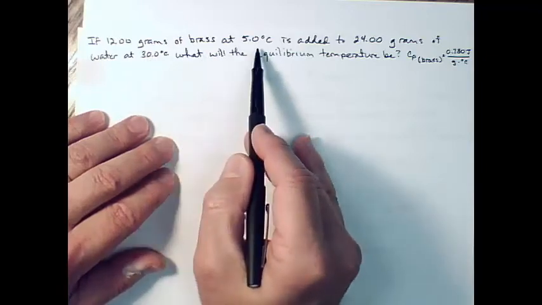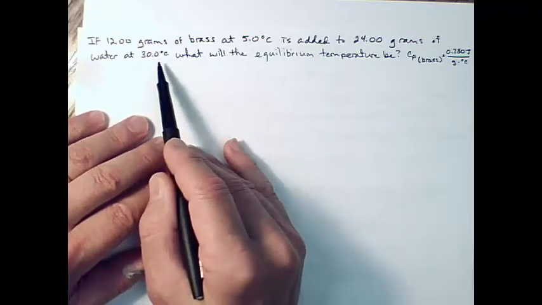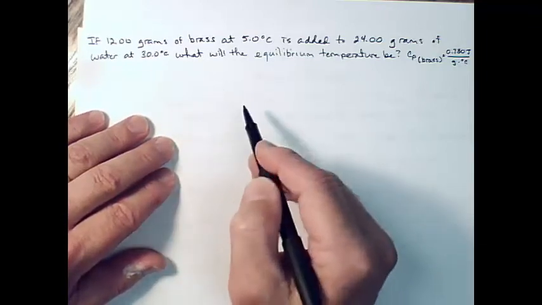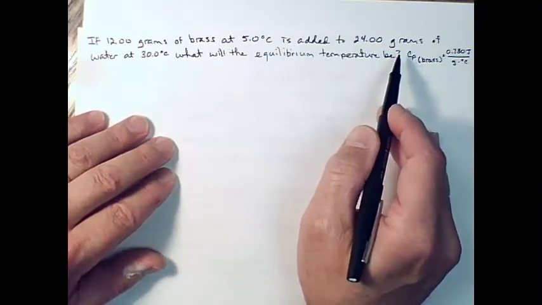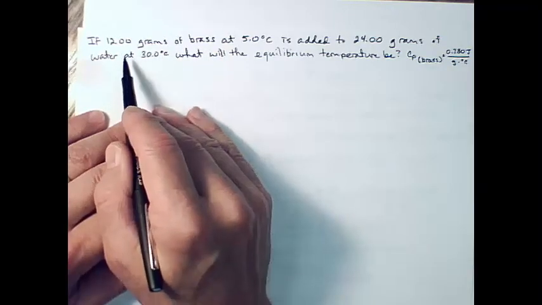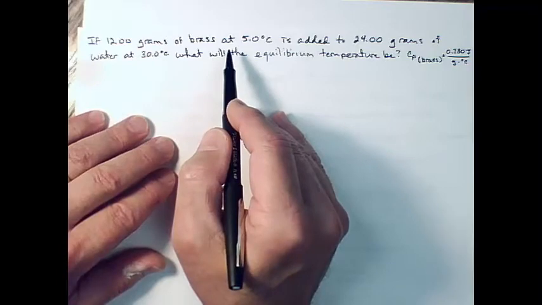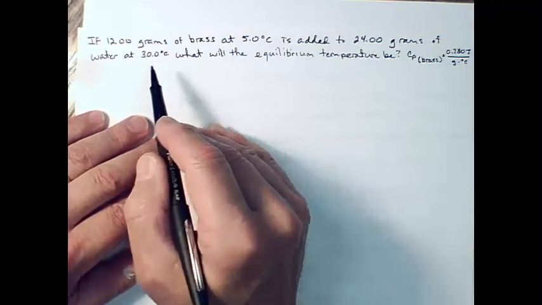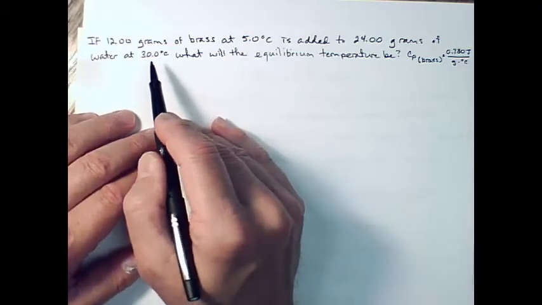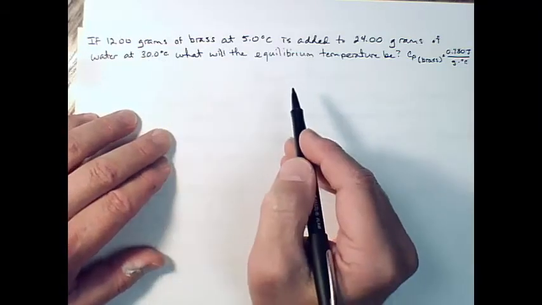I have a sample of brass that's cooler than a sample of water, and I'm putting the brass in the water. So imagine that. I've got a beaker maybe with 24 grams of water, and I've got a chunk of brass that weighs 12 grams at 5 degrees starting temperature, and I put the brass in the water. You would think that those two temperatures are eventually going to be the same. The water cools down, the brass heats up, and that's exactly what happens.